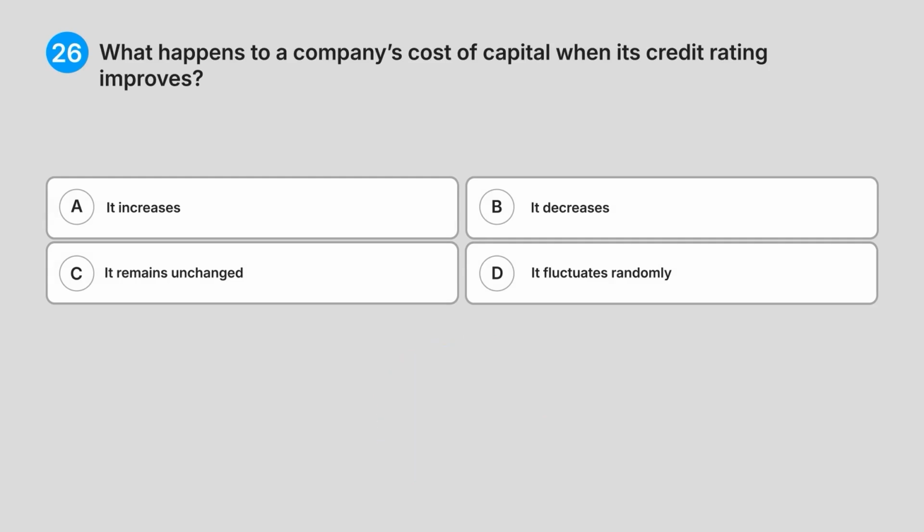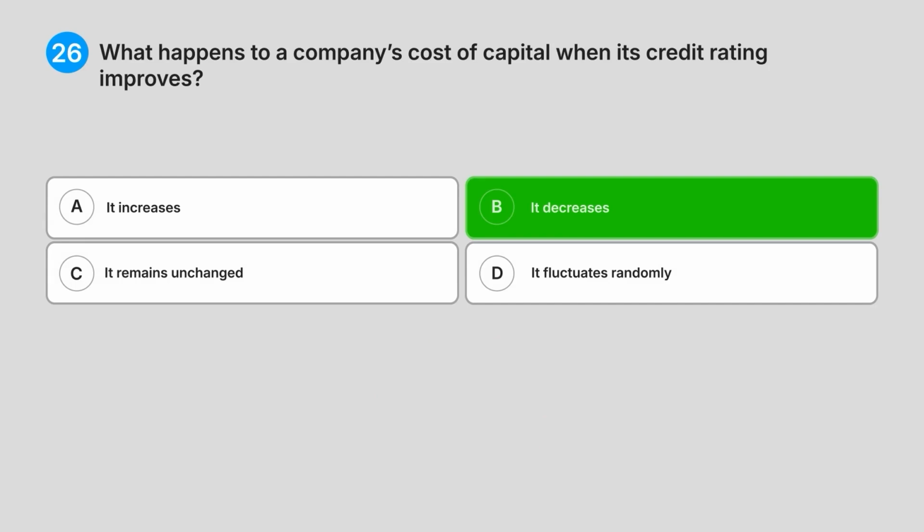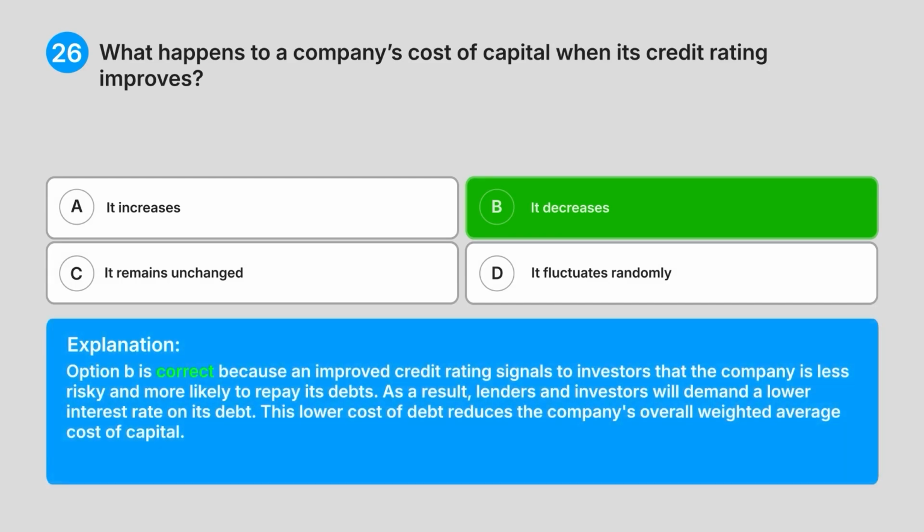Correct answer. B. It decreases. Explanation. Option B is correct because an improved credit rating signals to investors that the company is less risky and more likely to repay its debts. As a result, lenders and investors will demand a lower interest rate on its debt. This lower cost of debt reduces the company's overall weighted average cost of capital.